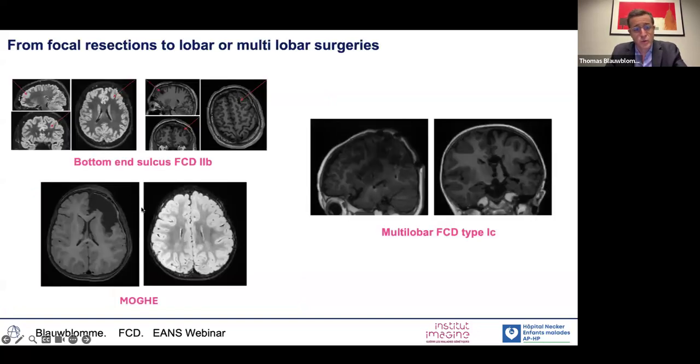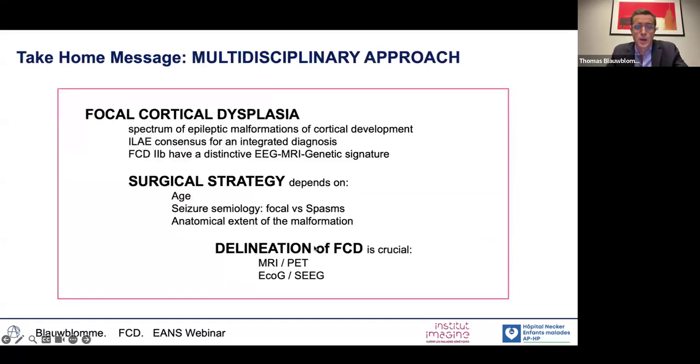The extent of the resection will vary on all the preoperative examination, but it actually varies according to the extent of the disease. You can perform very localized resection, like this bottom of sulcus dysplasia, or lobar resection, for example, in this MOG, but you can also end up doing hemispherotomy for this multilobar FCD type 1, that had a multilobar involvement during this SEEG procedure.